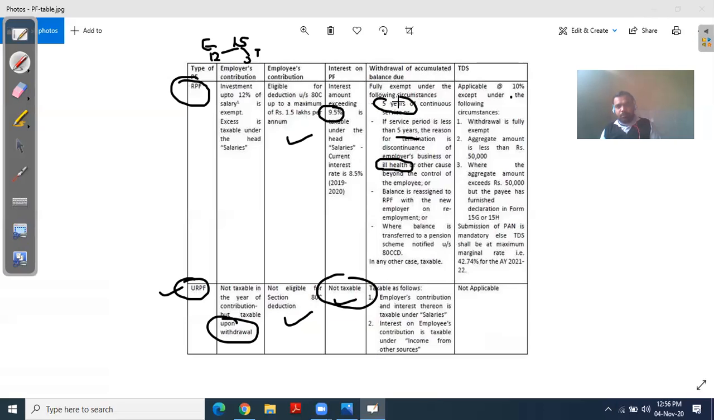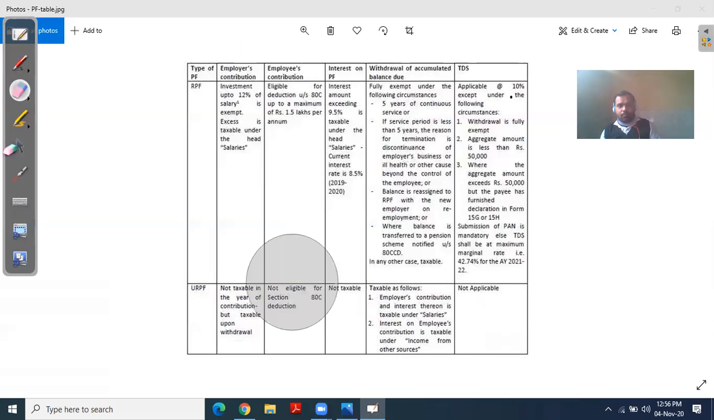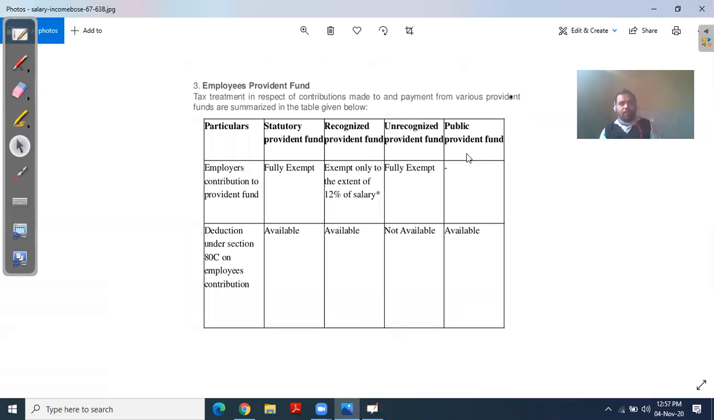Withdrawal of accumulated balance is taxable as follows: employer contribution and interest thereon is taxable under the head salary. Interest on employee's contribution is taxable as income from other sources. TDS is not applicable on that. Okay, these are the unrecognized.